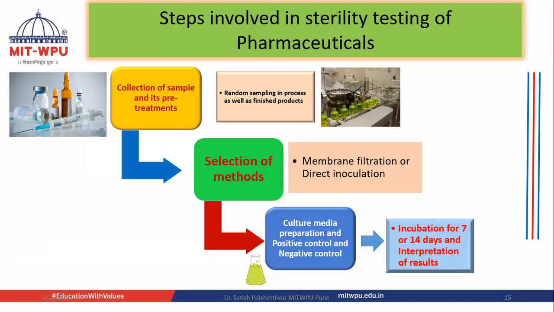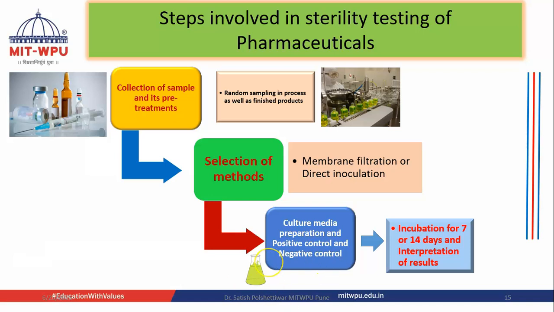Then culture media. Just now I told you we use two culture media. One is FTM, that is fluid thioglycollate medium. Another is soybean-casein digest medium. So these media should be used. Always you should use positive and negative controls. And after that, we should incubate for 7 days, 14 days, and interpret your results. This is mostly the steps involved in sterility testing of pharmaceuticals.